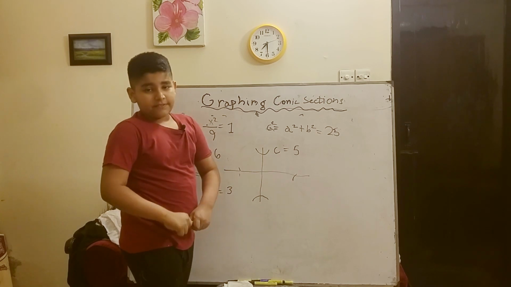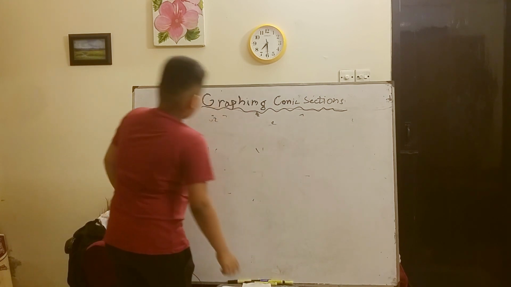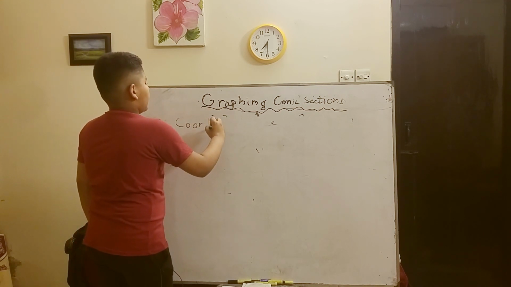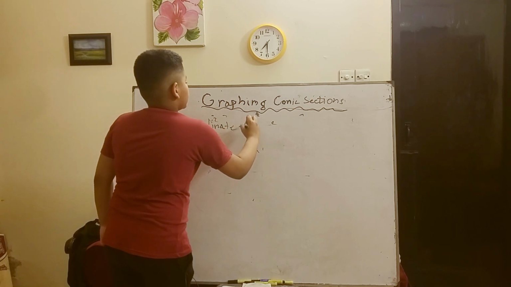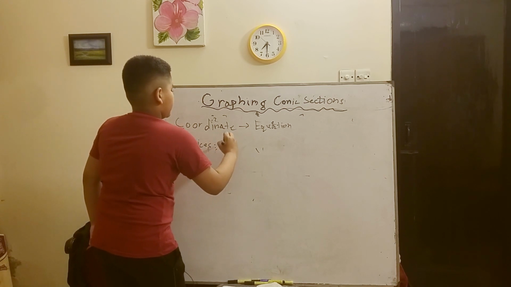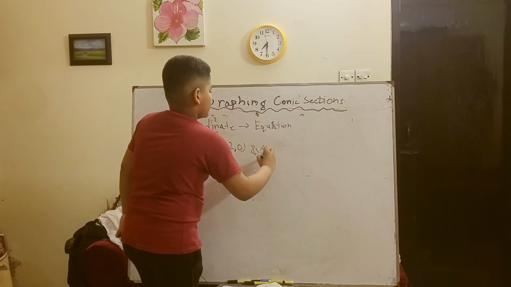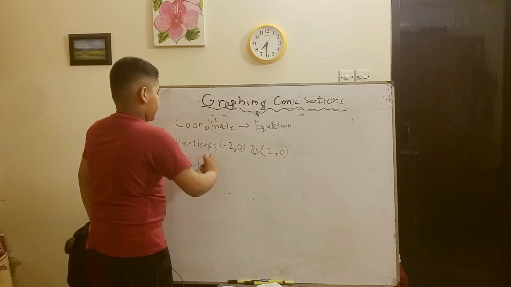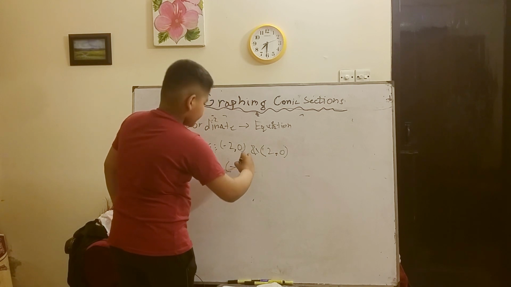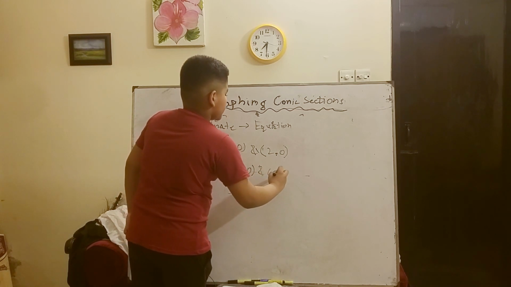Now, unlike our ellipse video where we talked about every single example, about every single situation, here we don't, because all we need to know is that we can also go from coordinates to an equation, like with vertices of -2, 0 and 2, 0, and something like foci, which is -5, 0 and 5, 0.